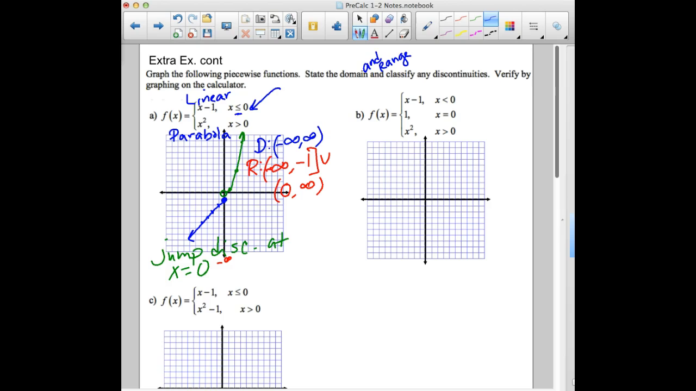All right, our second one has 3 pieces to it. The first one is the same line that we had in our first example, except we haven't defined it at 0. All right, so we're going to have that same line, but we're going to have an open circle instead of a filled in one, because it can't actually hit that point.